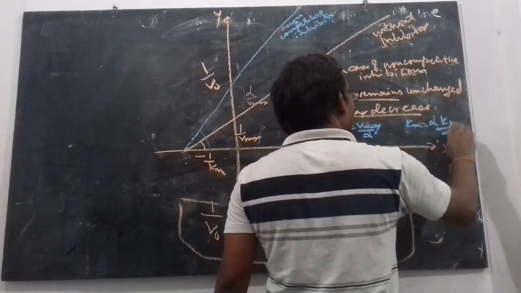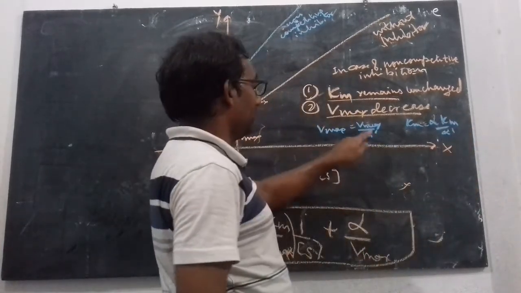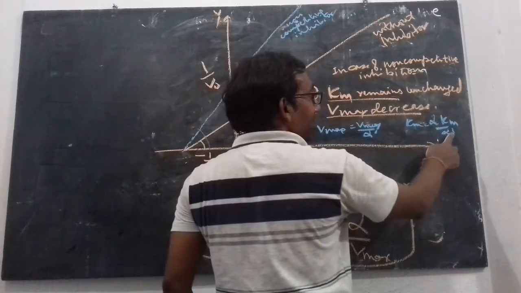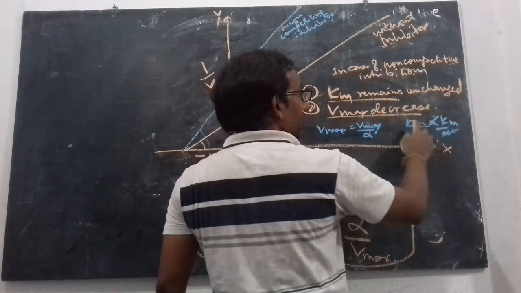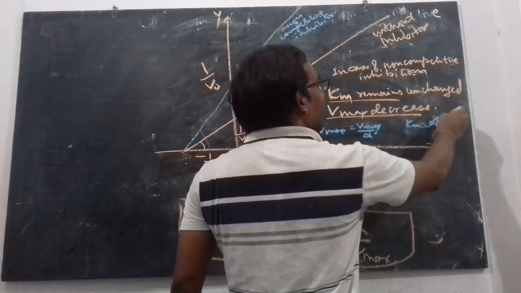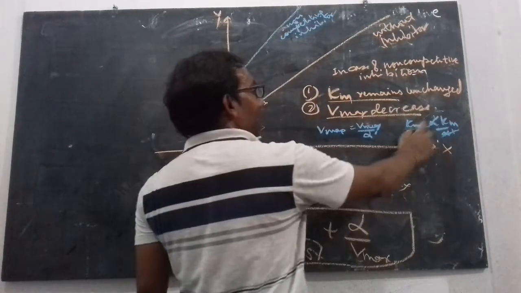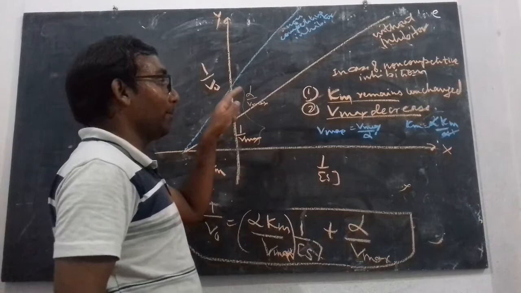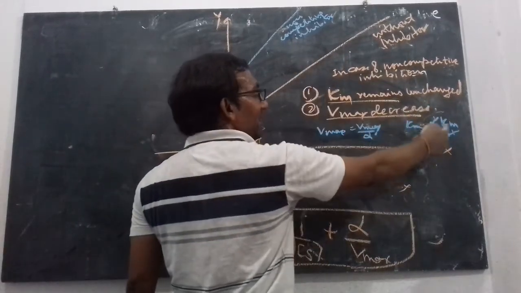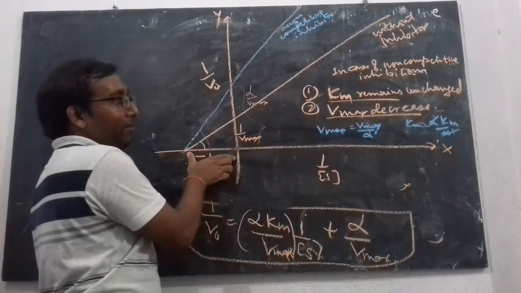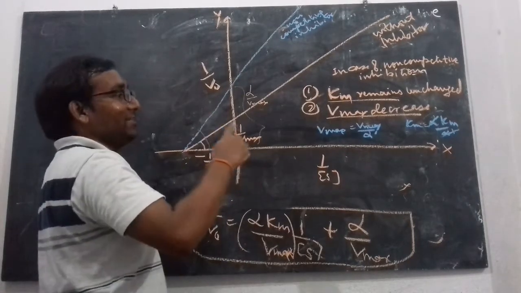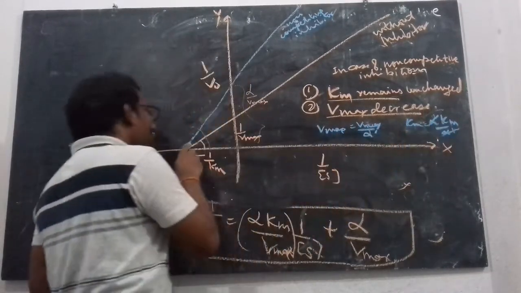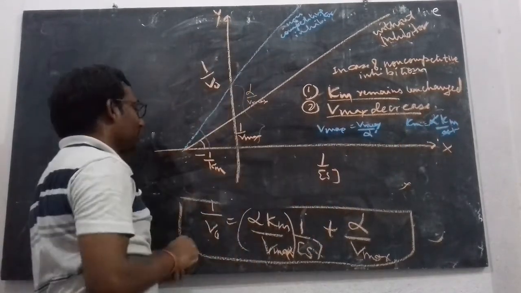Alpha Km by alpha dash. So the Vmax also changes and Km also changes. But this is a special case where alpha and alpha dash are the same. So Km does not change. The new Km remains the same. Actually, the Km should have changed as the Vmax is changing. But since alpha and alpha dash are the same, the Km does not change. Remember, it's a special case when alpha dash and alpha become equal. That's why this is going in this way.